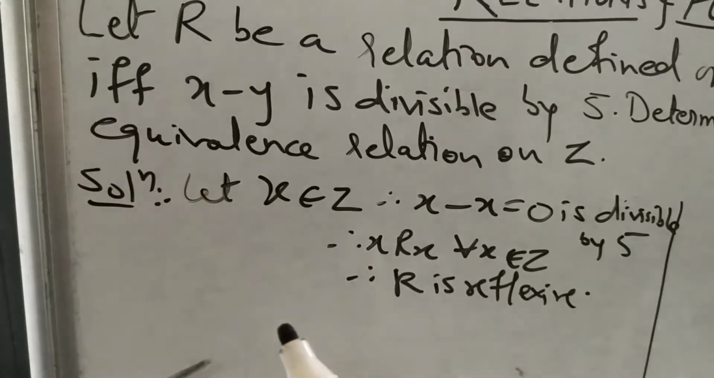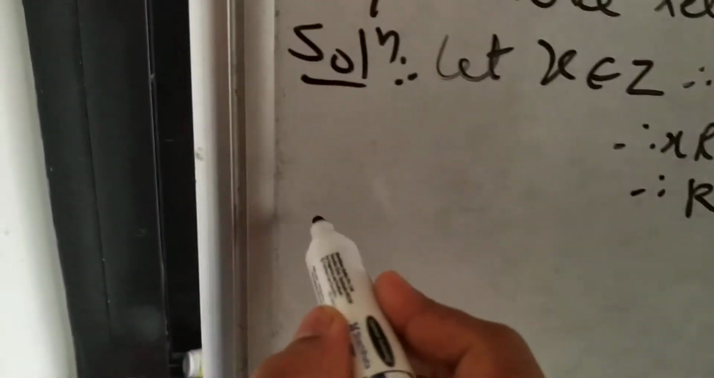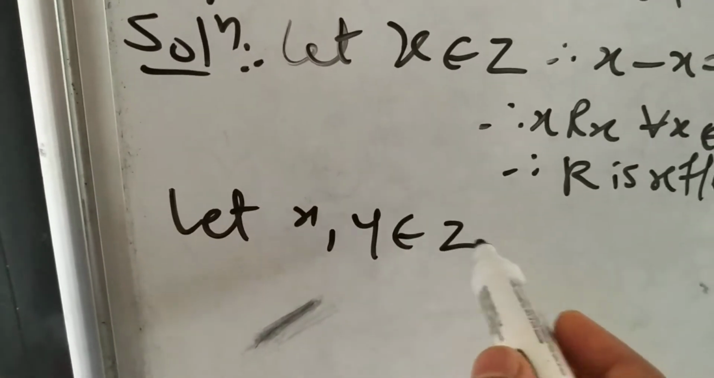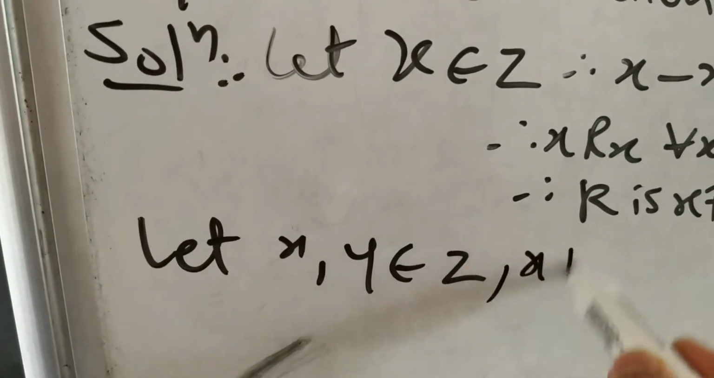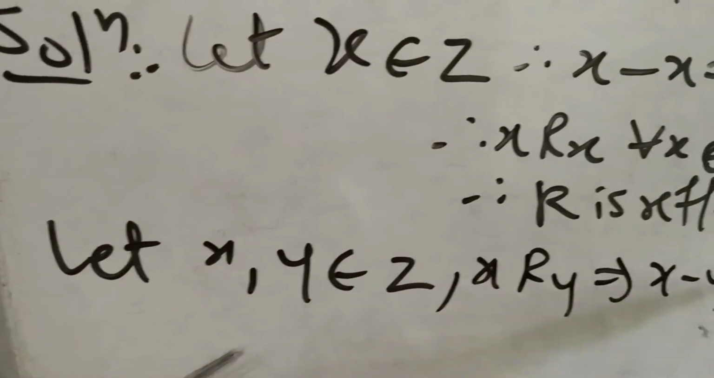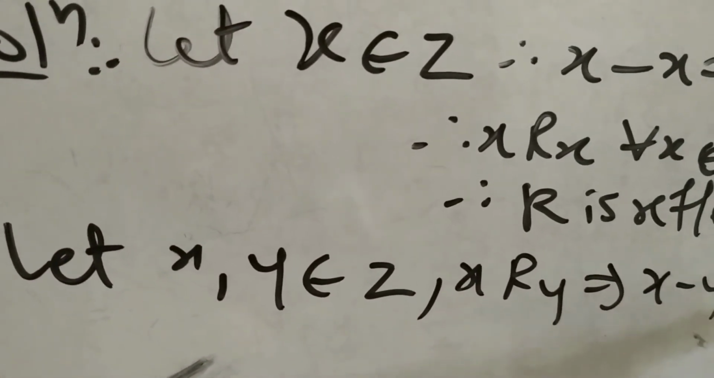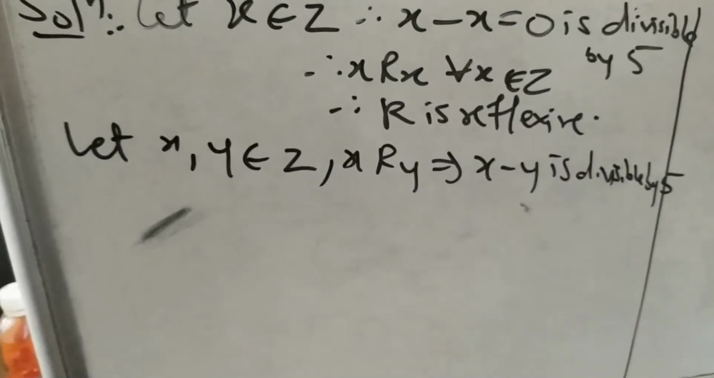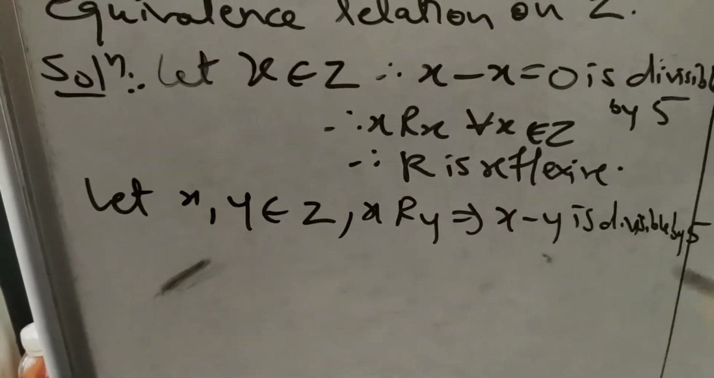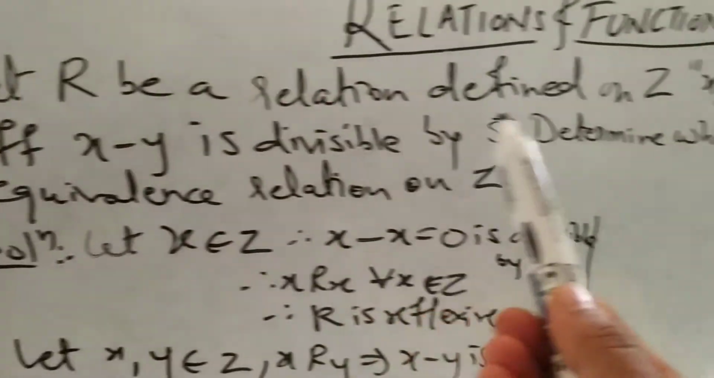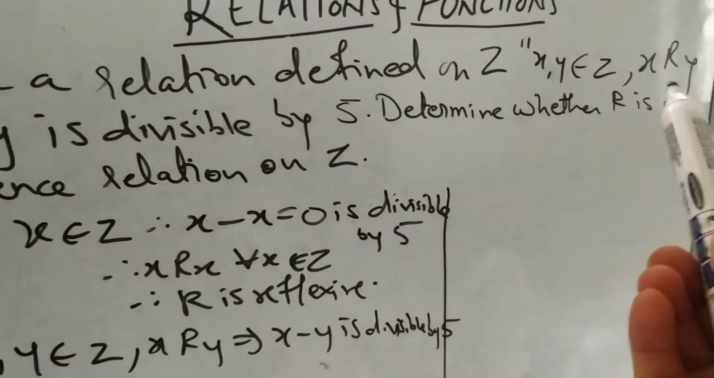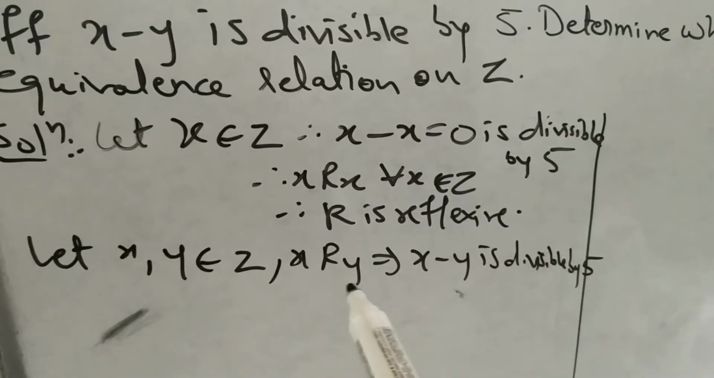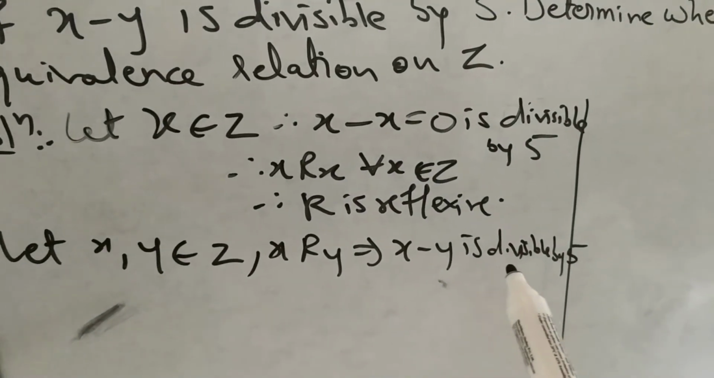Now to check whether R is symmetric, let us take two variables. Let x, y belong to Z, and x related to y implies x minus y is divisible by 5. When you say let x, y belong to Z, then as per the definition, x related to y if and only if x minus y is divisible by 5. So we are applying the same definition: x related to y implies x minus y is divisible by 5.